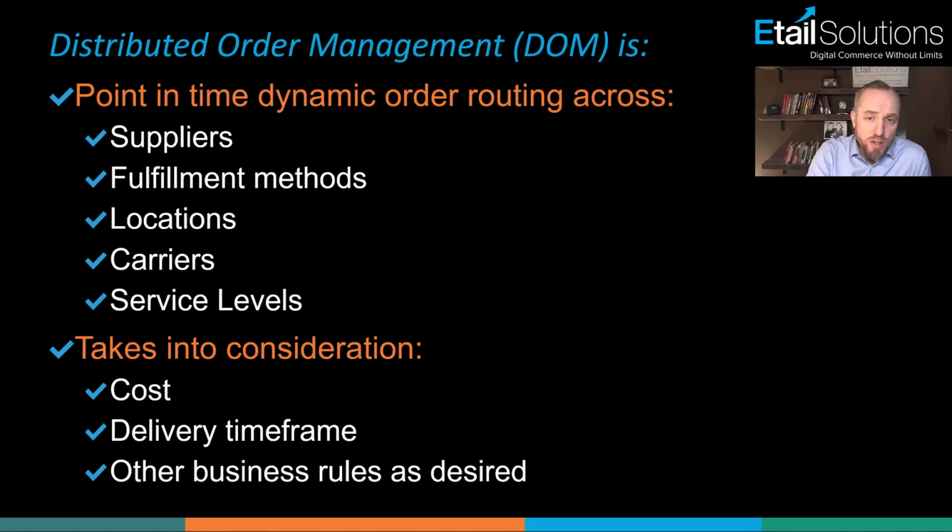Sometimes it's not just the lowest cost. Maybe you've got a preferred supplier that's going to give you a rebate after the fact, and so you want to send all of your orders through them, even if they're slightly more expensive. There are things like that that come into play, things like ship complete versus ship one item at a time as they're available, right? Those are all different rules that could be taken into consideration with DOM.